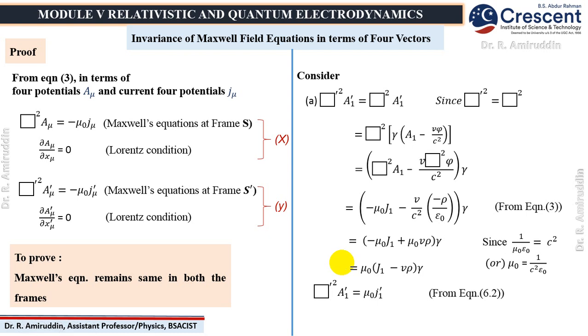Similarly we can prove that box prime square a2 prime is equal to mu naught j2 prime, box prime square a3 prime is equal to mu naught j3 prime, box prime square a4 prime is equal to mu naught j4 prime. So we have taken the left hand side and proved the right hand side equations. Thus we can say that Maxwell's field equations remain unaltered, which is the invariance of Maxwell's equation in terms of 4 vectors by applying the Lorentz transformation equation.